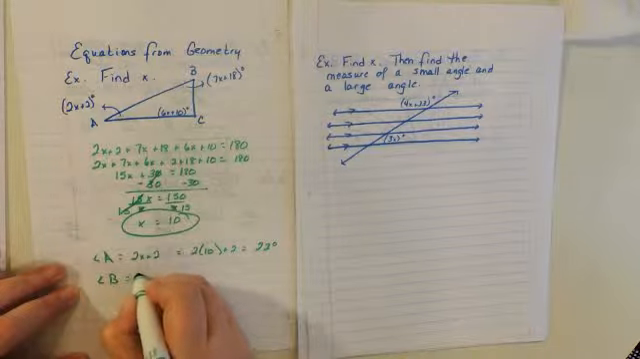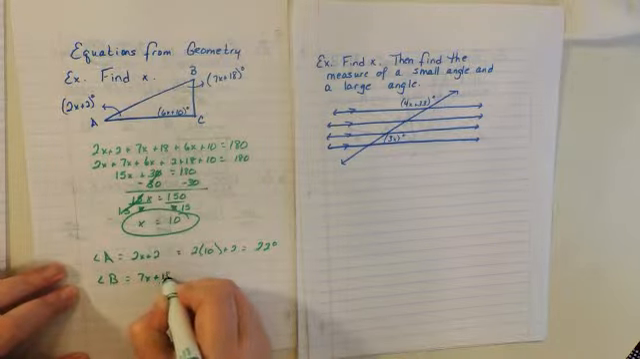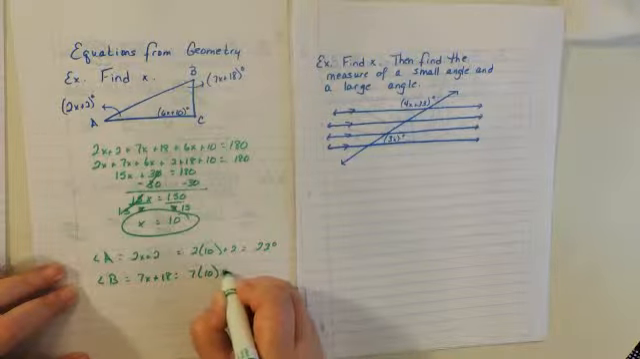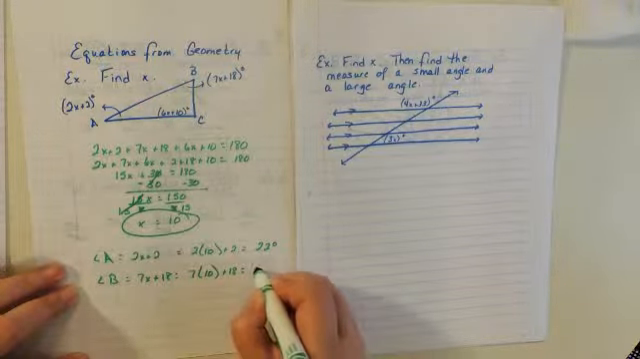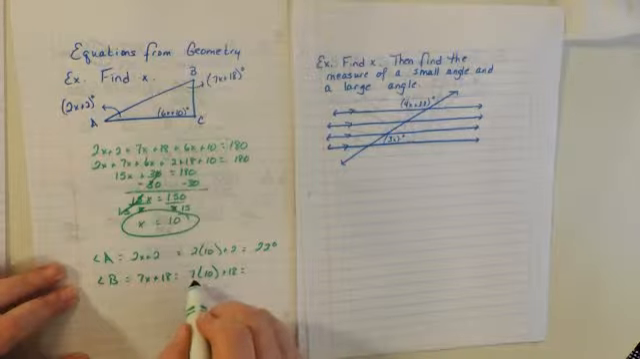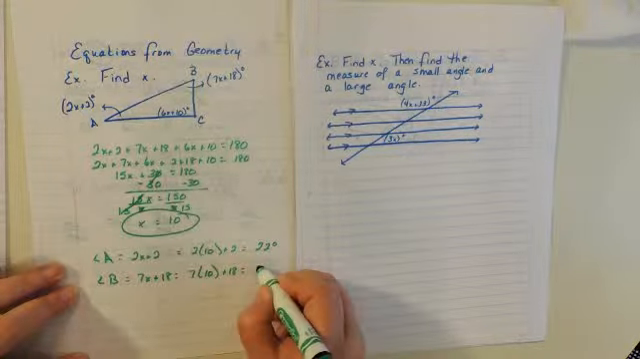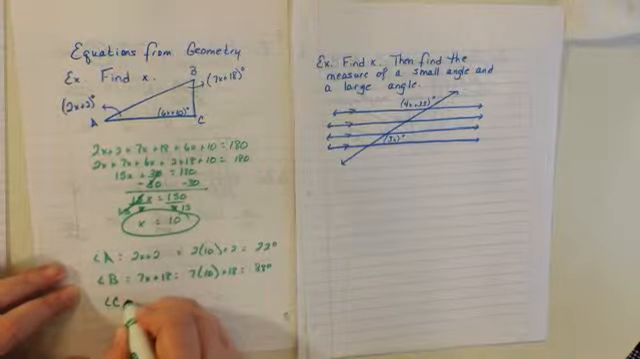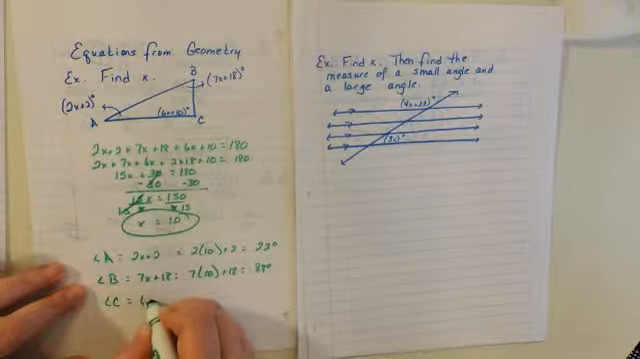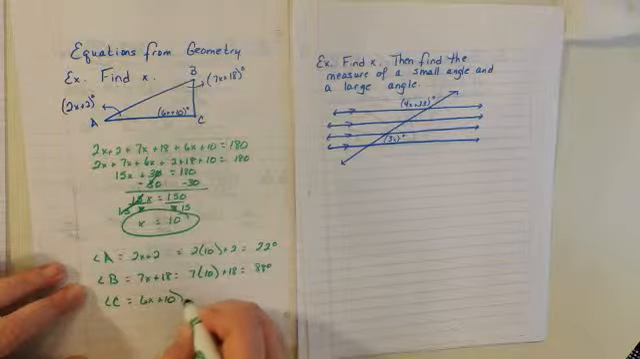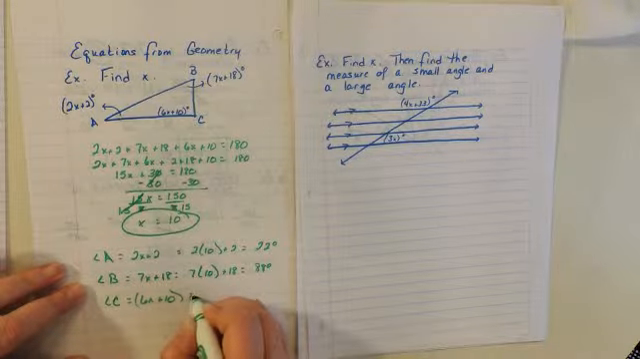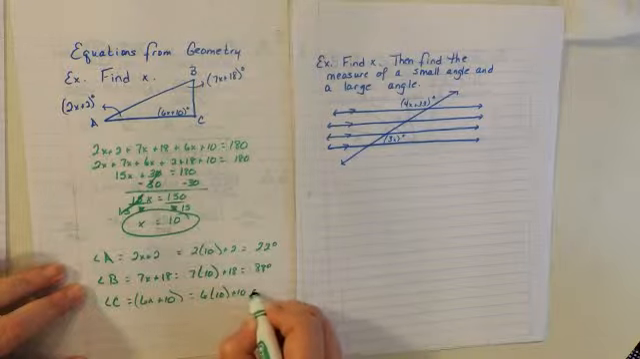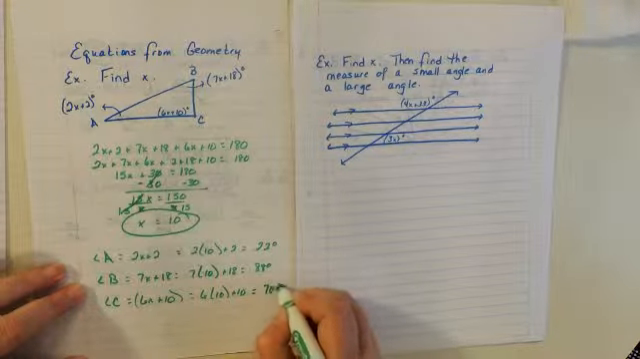Angle B equals 7x plus 18, which is 7 times 10 plus 18, which is 70 plus 18, or 88 degrees. And C is 6x plus 10, which equals 6 times 10 plus 10, which equals 70 degrees.